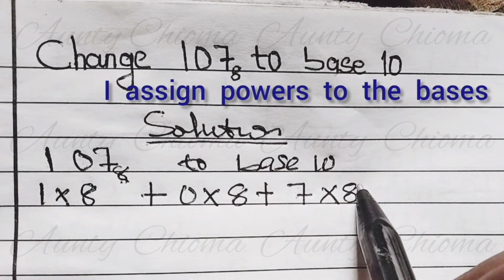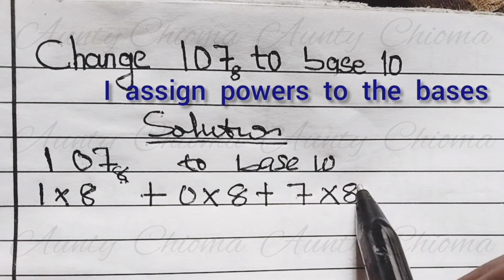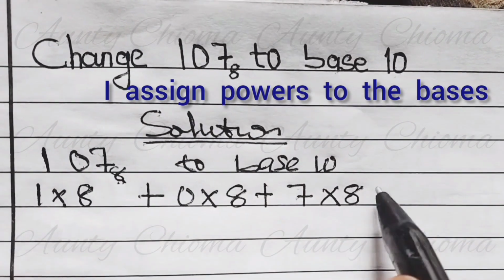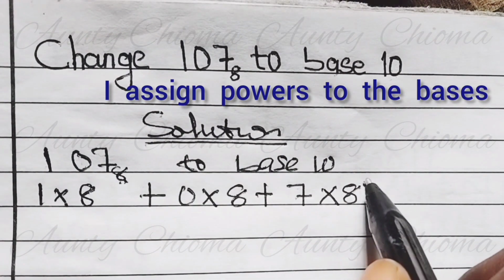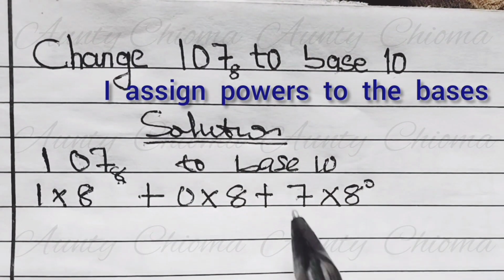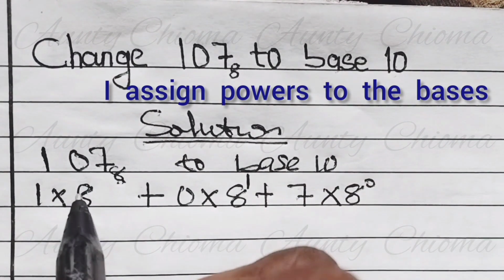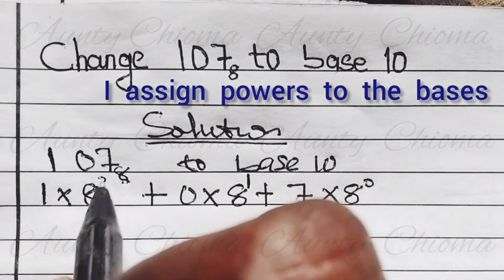At this junction, I assign powers to these bases. I start with this 8, I give it 0. The second 8, I give it 1. The third 8, which is the final one, I give it 2.